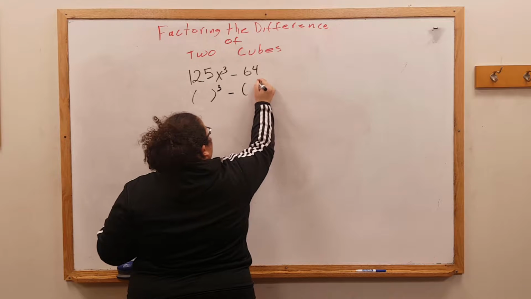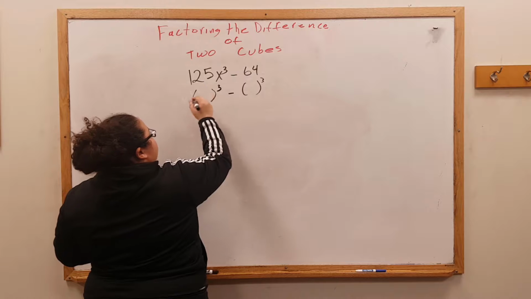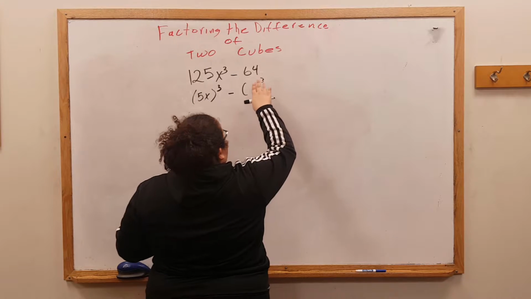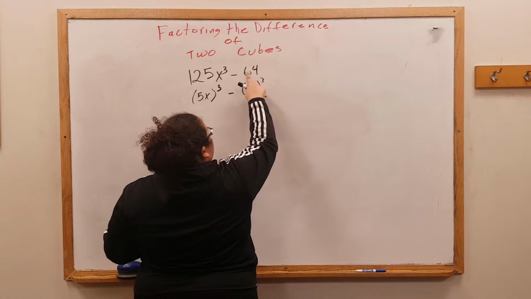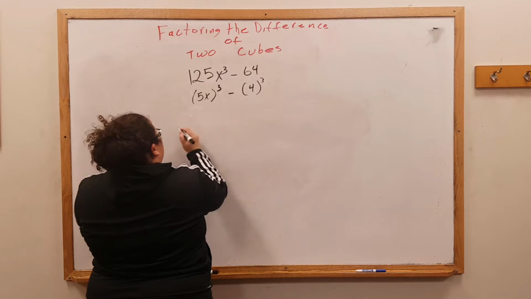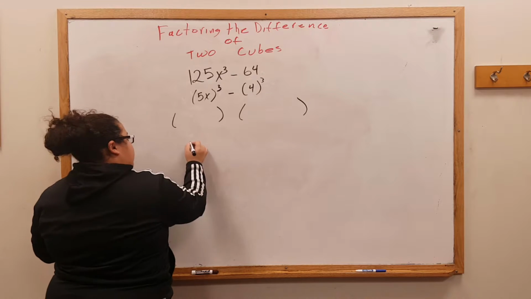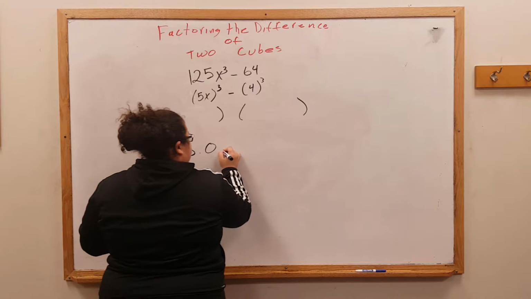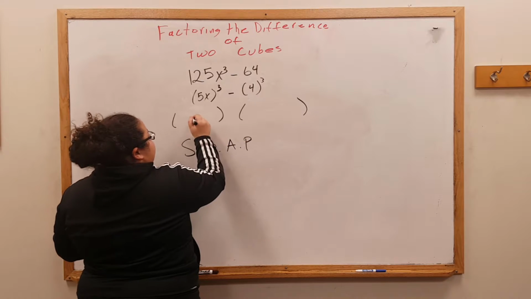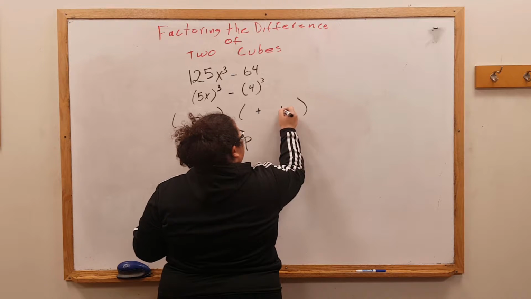The process. So what number cubed equals 125, which is 5x. Don't forget the x. And which number cubed equals 64? You're going to have 4. Let's set up the 2 parentheses. And again, don't forget about SOAP. We're going to have the same sign, which is minus, opposite sign over here, and always positive in the end.